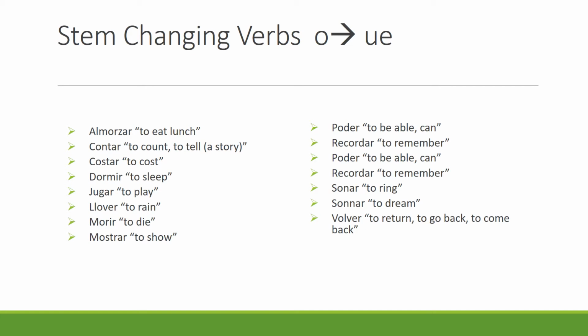Here are some verbs that do a stem change from O to UE. As you can see in the list, all of these verbs have an O in their stem. So the O of almorzar will change to a UE in all of its forms except for the nosotros form.